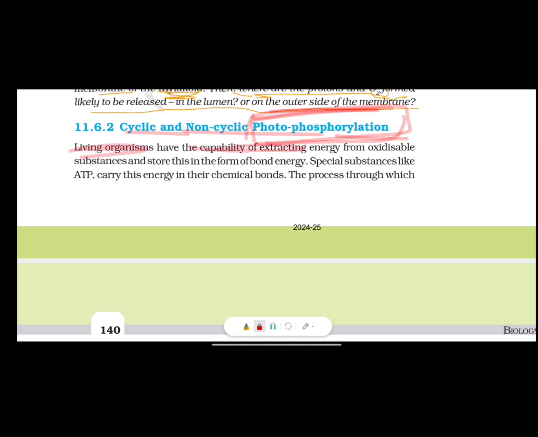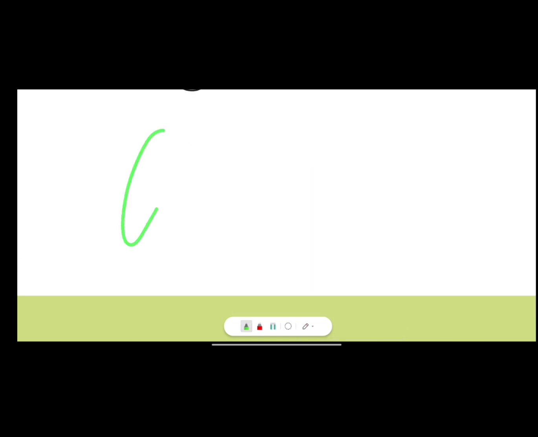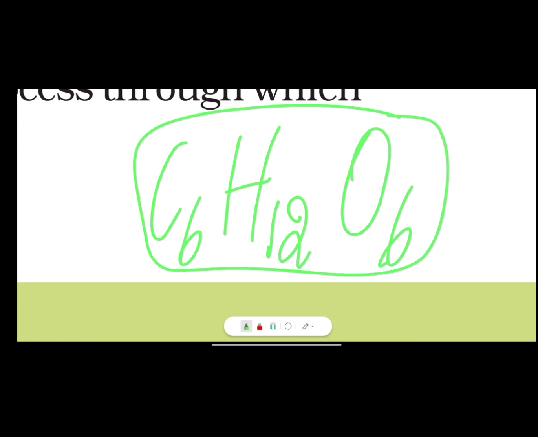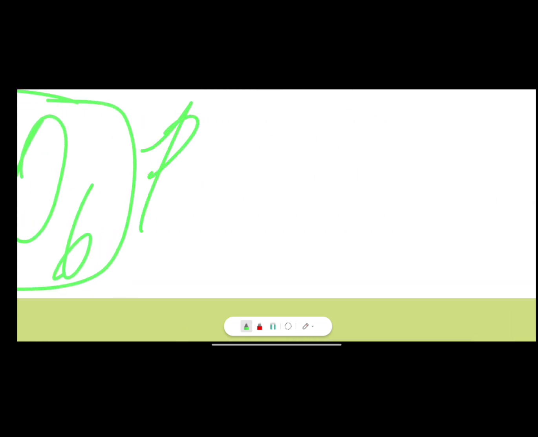Okay, living organisms have the capability of extracting energy from oxidizable substances. Living organisms get energy from what? From the oxidizable substance, the substance which has the ability to oxidize, and store it in the form of bond energy. What bond energy? I hope you all know the formula of glucose. It's nothing but C6H12O6, right?